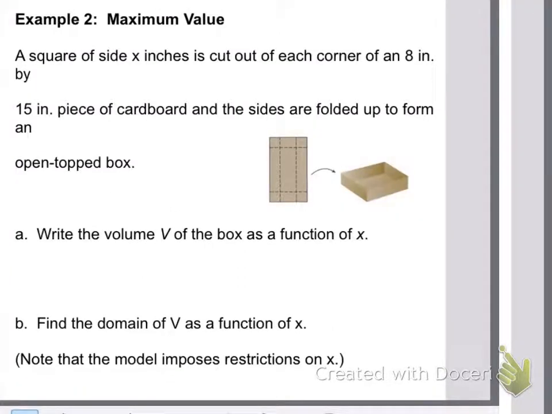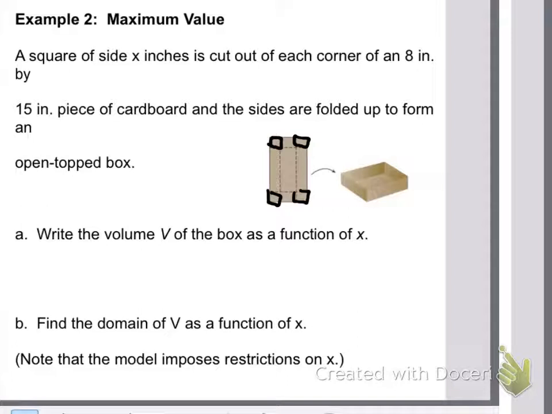All right, now here start the word problems. Okay, you've got a square of side x inches cut out of each corner of an 8-inch by 15-inch piece of cardboard, and the sides are folded up to form an open-topped box. So what they're saying is that square got cut out here, and here, and here, and here. Then they took each of the sides and folded them up, and now you've got a box.